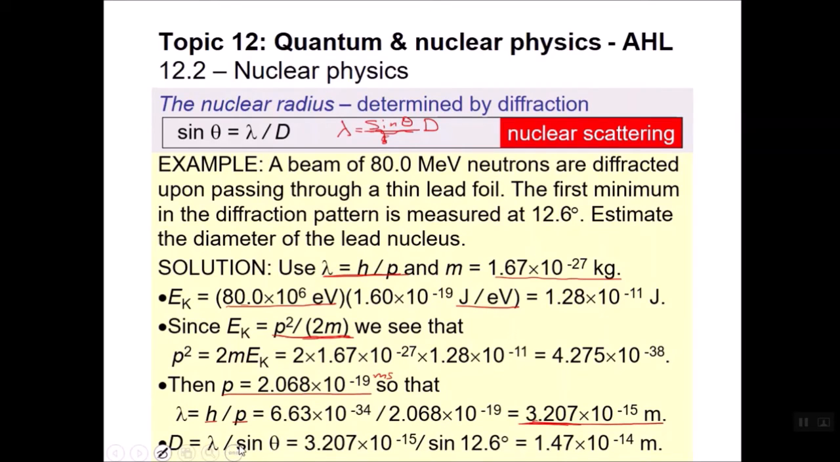So now we can substitute that in here. We have the angle, and we need to do this in radians, and we have the wavelength, and so we can calculate, just substitute in 3.207 times 10 to the minus 15th divided by sine of 12.6 degrees in radians, and we get 1.47 times 10 to the minus 14th meters. So that is the d, which is basically the radius of the nucleus.